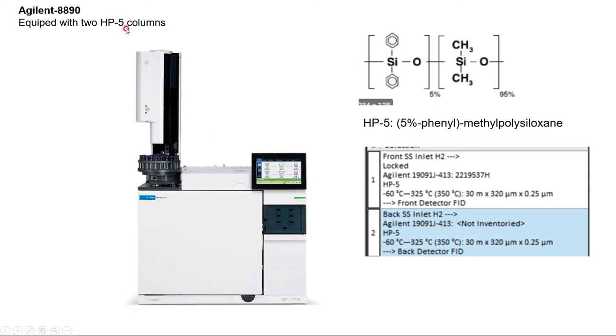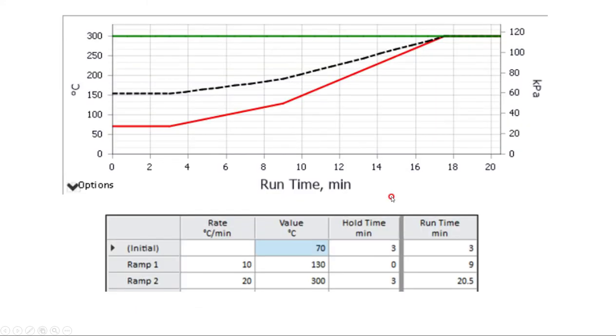The HP5 column is a 5% phenyl methyl polysiloxane coated column. This means you have this molecule here at the surface, and as you can see, these are greasy molecules, an aryl or phenyl, methyl, and obviously there will be interactions with your greasy compounds which you are injecting. Here we have, as I said, a front and a back injector, and both are equipped with exactly the same column. However, the retention times will be slightly different, so keep that in mind.